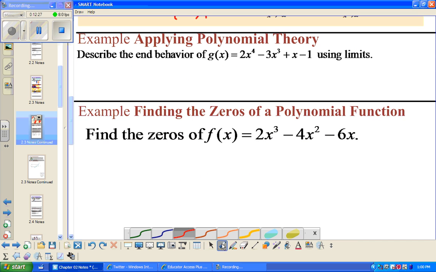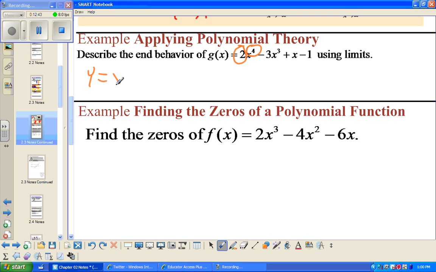So we can take a look at an example here. Describe the end behavior for this g of x. Well, it's a polynomial. So all I'm concerned with is that the leading coefficient is positive, the power is even, just like y equals x squared. So it's going to have the same end behavior as that. I know that end behavior. It approaches positive infinity in both directions.